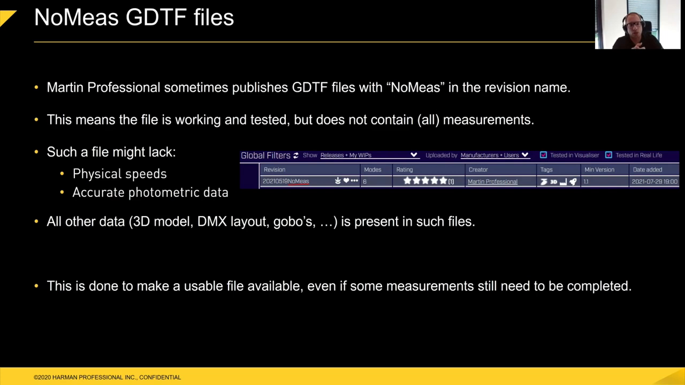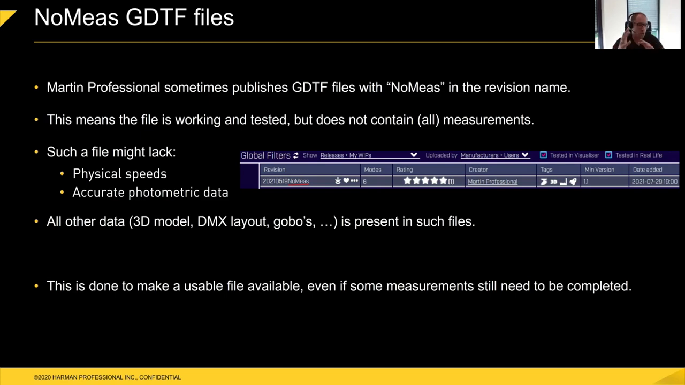So there's one special exception on our GDTF files, and that's the so-called no measurement GDTF files. These files, they are fully working and tested, but they do not contain all the measurements. So it's typically for new fixtures where not all measurements have been done. So it means that in such a file you might not have the physical speed. So in pan tilt, in a visualizer, it will move not as accurately as the fixture itself, or accurate fixture photometric data might be missing.